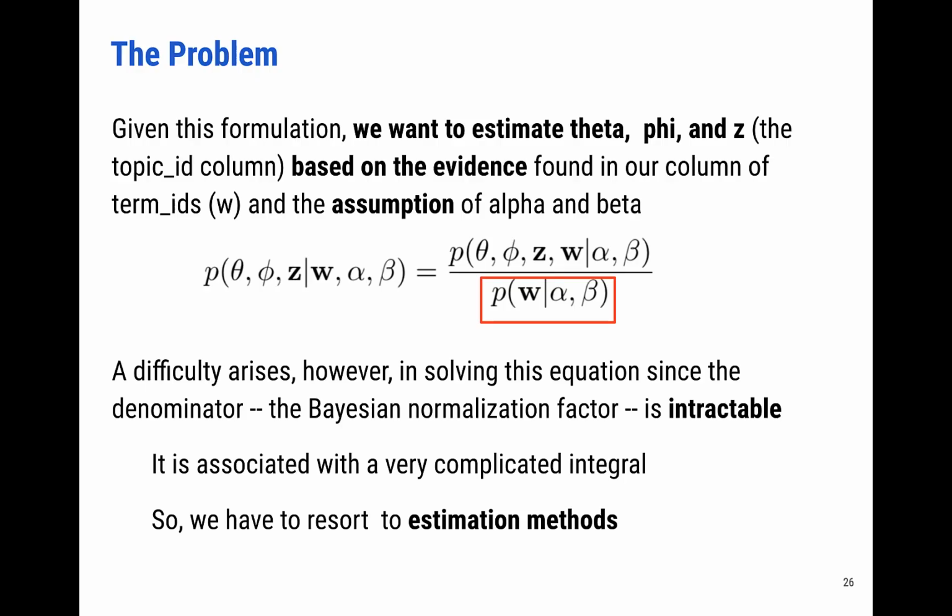All right, so what we want to do is estimate theta, phi, and z, the topic ID column, based on the evidence found in our column of term IDs and the assumption of alpha and beta. But the problem is, and this is something you're just going to have to accept, the mathematics associated with solving that problem on the right are super complicated, and one of the reasons is that the denominator, the Bayesian normalization factor, is what's called intractable. You can't really solve it mathematically. It's a very complicated integral, so you have to resort to other methods, estimation methods, sampling methods, and things like that.